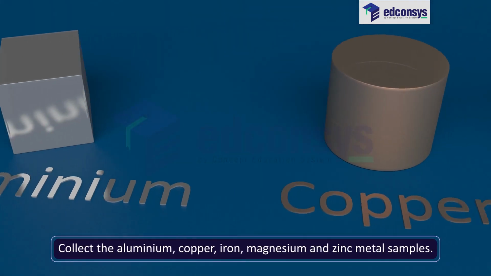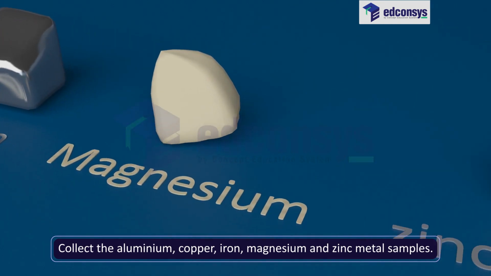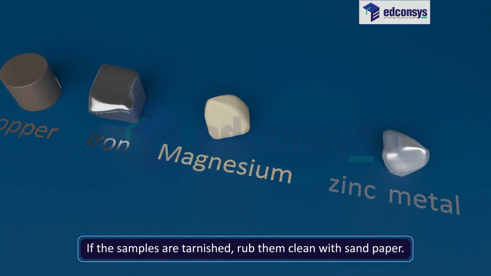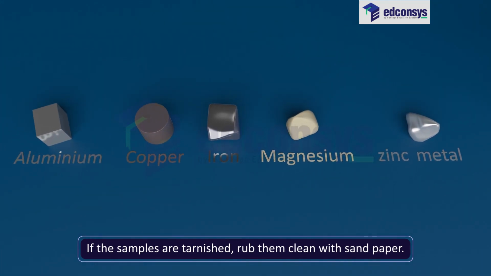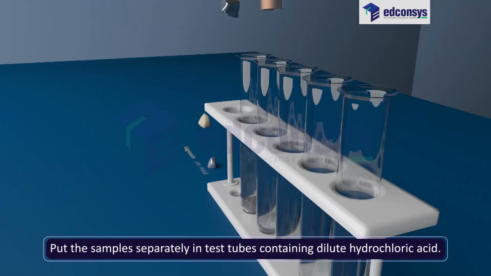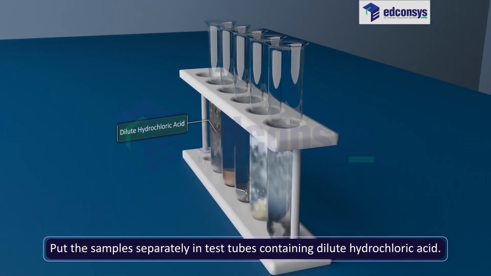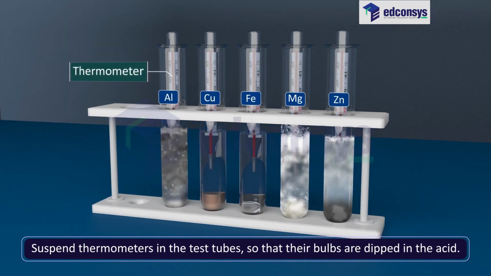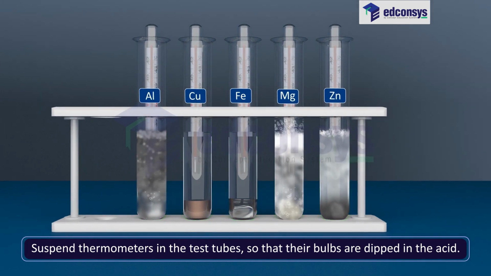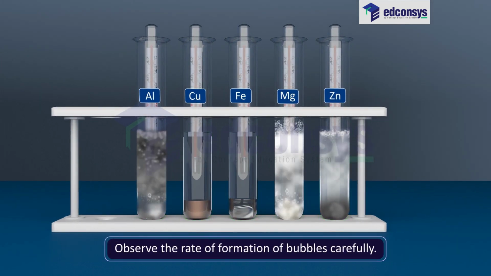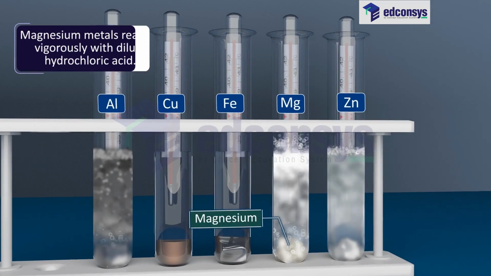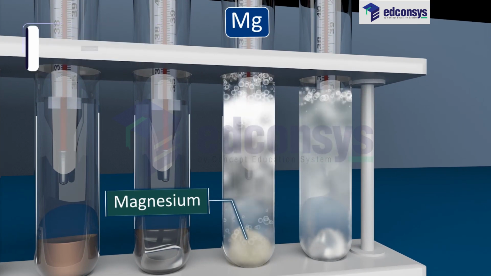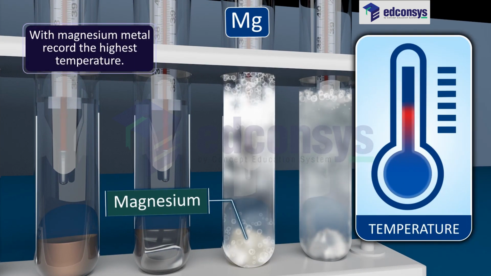Activity. Collect the aluminum, copper, iron, magnesium and zinc metal samples. If the samples are tarnished, rub them clean with a sandpaper. Put the samples separately in test tubes containing dilute hydrochloric acid. Suspend thermometers in the test tubes so that their bulbs are dipped in the acid. Observe the rate of formation of bubbles carefully. Magnesium metal reacts vigorously with dilute hydrochloric acid. With magnesium metal, record the highest temperature.